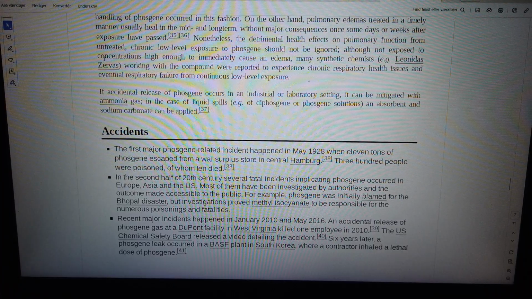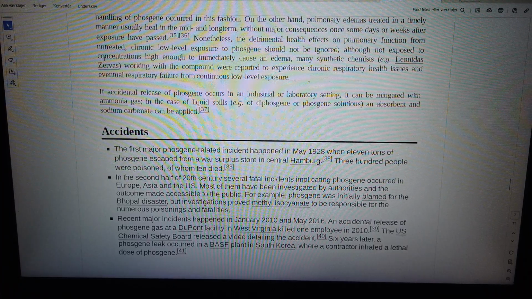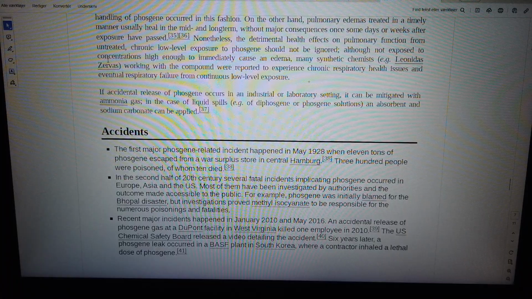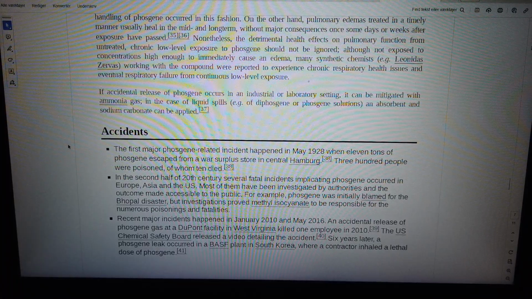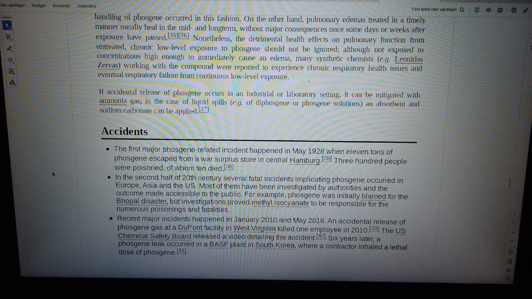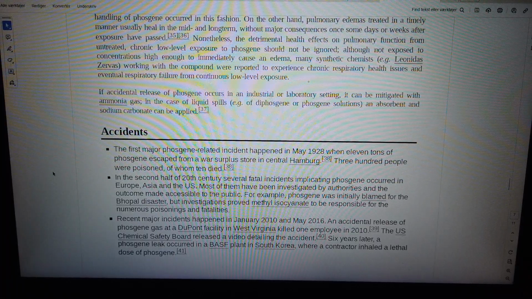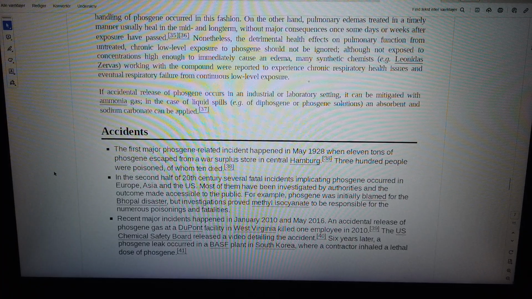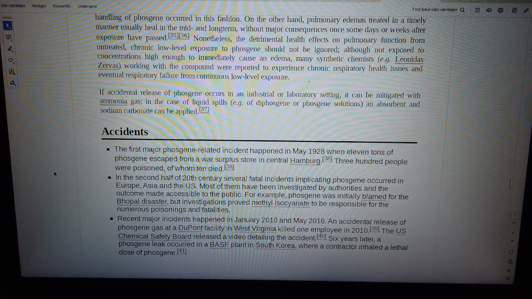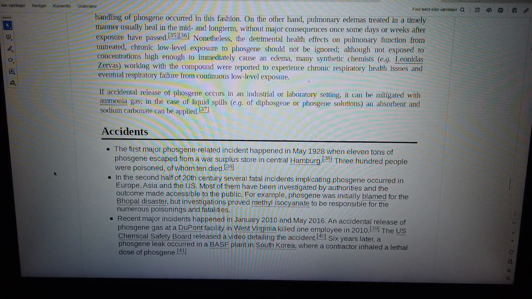Most of them have been investigated by authorities and the outcome made accessible to the public. For example, phosgene was initially blamed for the Bhopal disaster, but investigations proved methyl isocyanate to be responsible for the numerous poisonings and fatalities. Recent major incidents happened in January 2010 and May 2016.